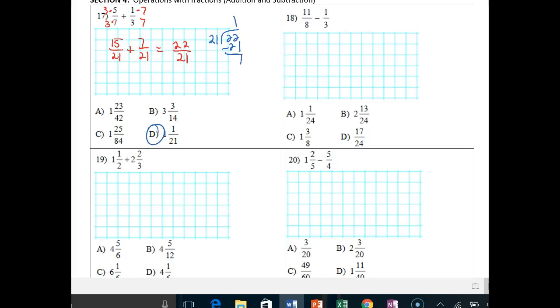Number 18, so times 8, times 3, so we get 33 over 24 minus 8 over 24. 33 minus 10 is 23, so 2 less. 33 minus 8 should be 25. So we get 25 over 24. And again, that's improper. 24 goes into 25 one time with 1 left over, so that's why we get 1 and 1/24.